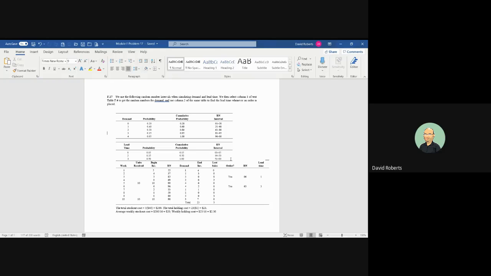In week 7, you have 2 refrigerators. The random number is 33, which is a demand of 1 refrigerator. So you sell 1, you have 1 left. You didn't lose any sales. In fact, you still have 1 unit left over. Week 8, you start off with 1 unit.